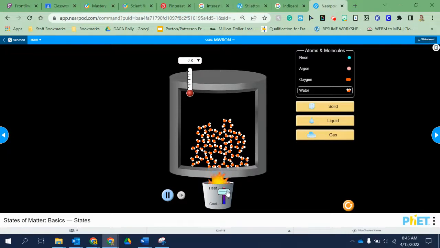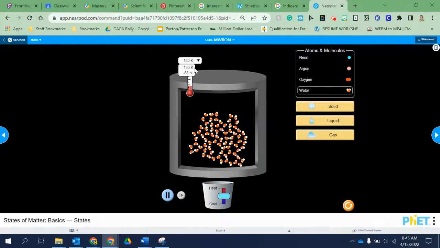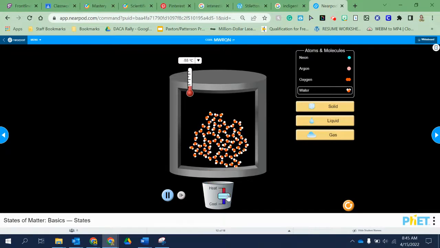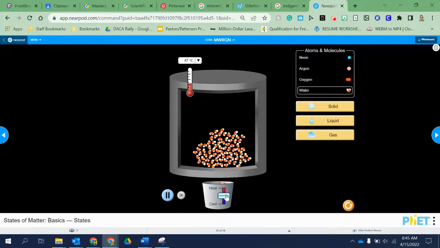But let's crank this up really quick and turn up the heat. You see the temperature up here is moving really quickly. Let me move it back to Celsius, and let me crank up the heat again, and you see a lot of movement, right?